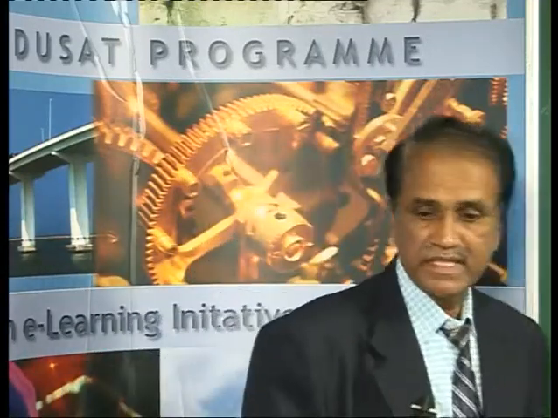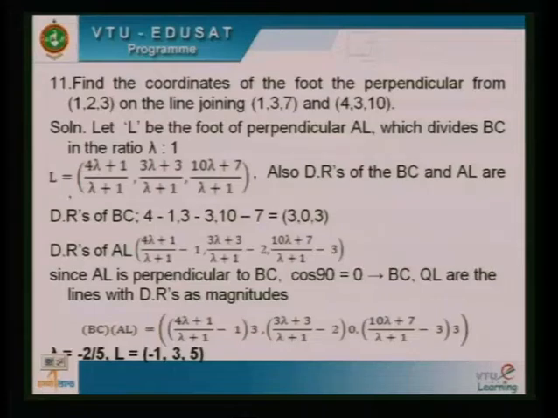Now, this problem says find the coordinates of the foot of the perpendicular from the point 1, 2, 3 on the line joining 1, 3, 7 and 4, 3, 10. The solution goes like this.